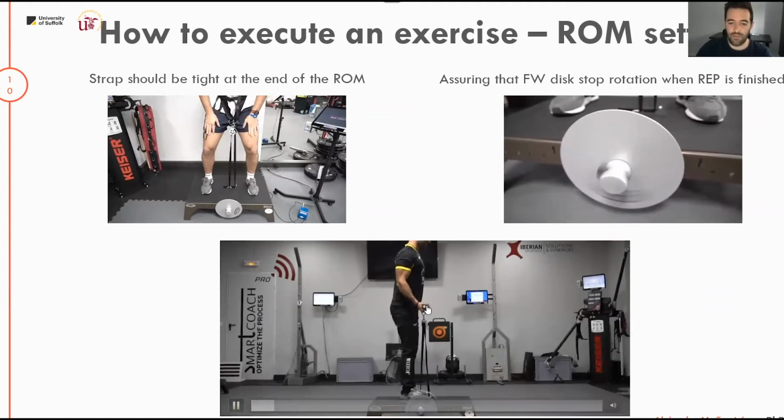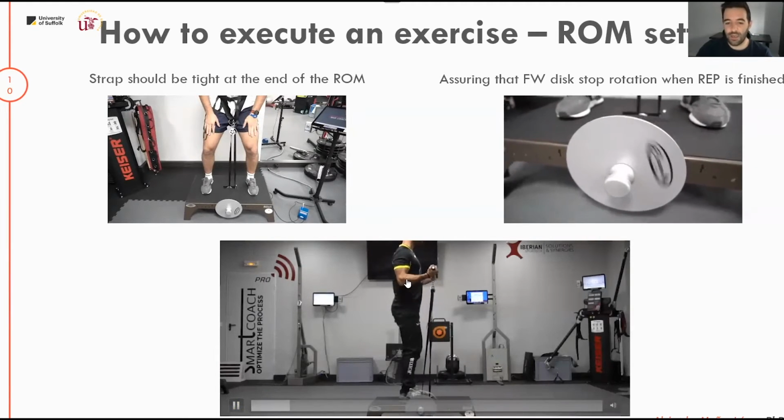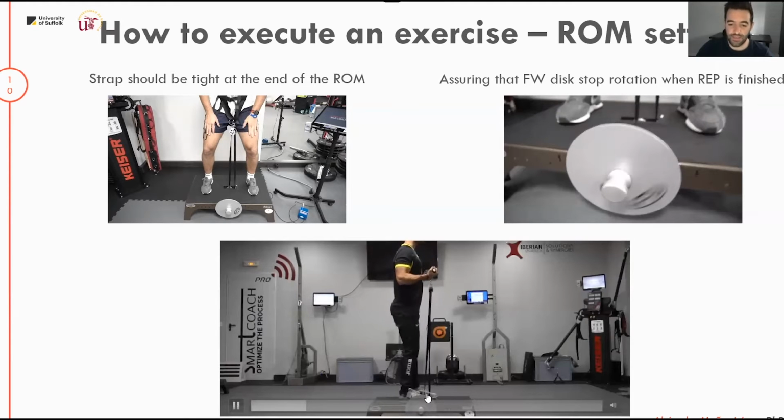For example, if you don't want such high elbow flexion, you can decrease the height of the strap, so the movement can be stopped at the middle of the concentric phase, for example. Immediately after the end of the concentric phase or the end of the range of motion, the eccentric phase will start.